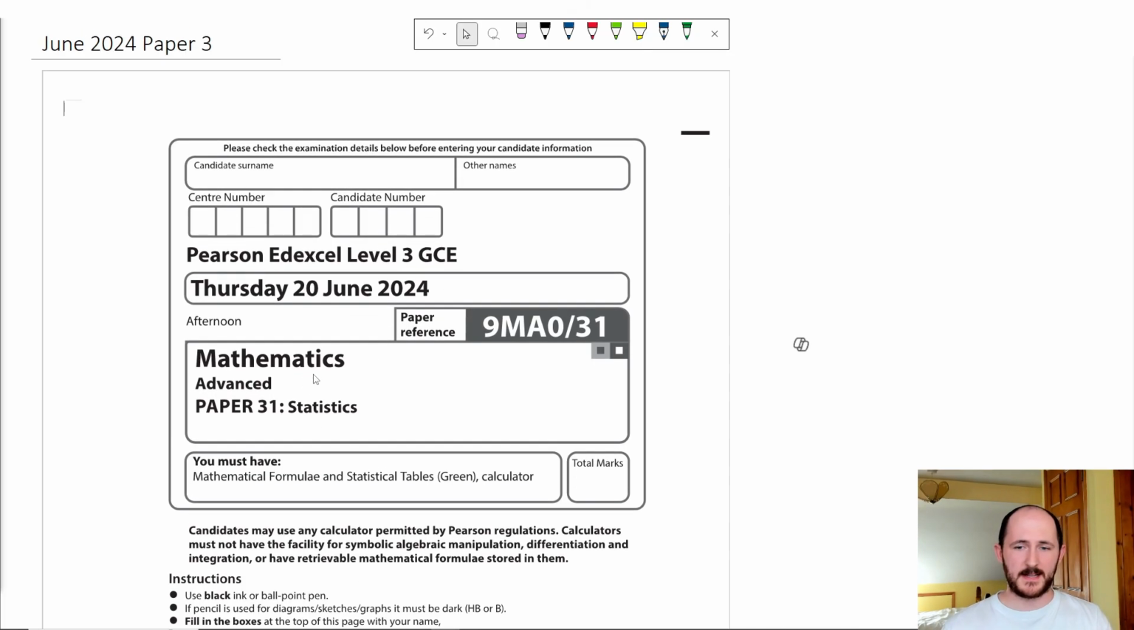I decided to start with stats because I hate stats, so start with what you don't like first so you can finish on something more enjoyable. But let's jump straight into it.